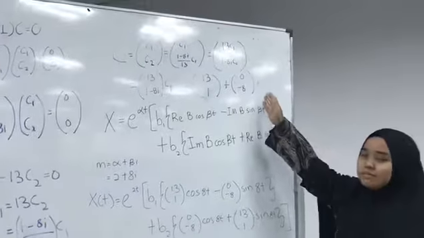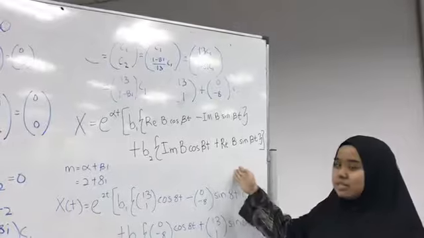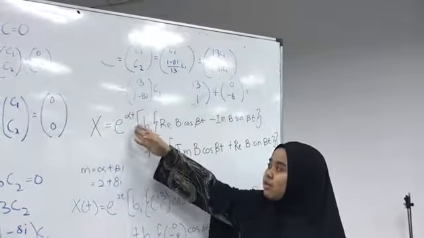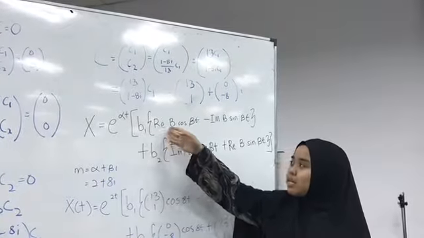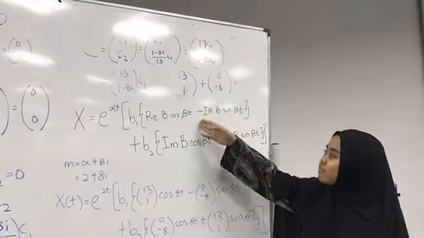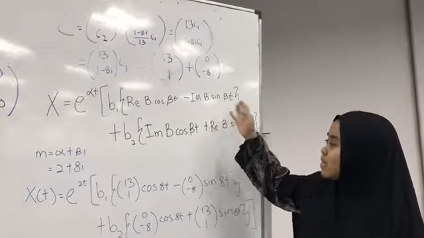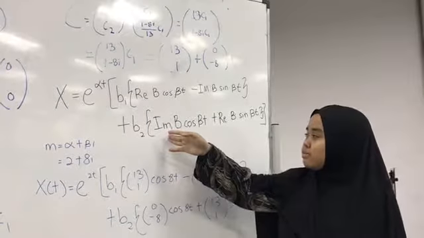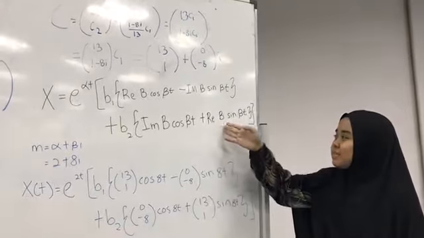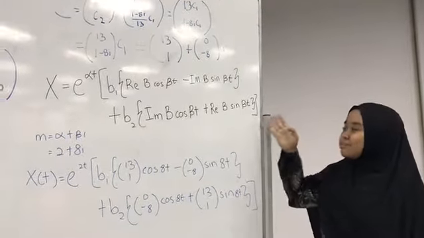Now I will continue the solution. After we get the eigenvector, we will put the eigenvector in the formula. This is the formula: X equals e to the power of alpha t, bracket b1 curly bracket real part b cos beta t minus imaginary part b sin beta t curly bracket plus b2 curly bracket imaginary part b cos beta t plus real part b sin beta t close bracket.